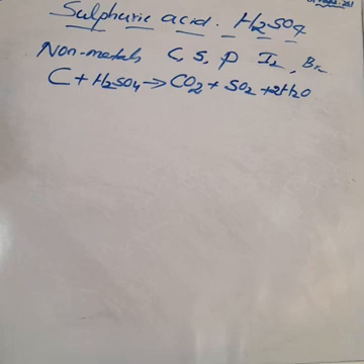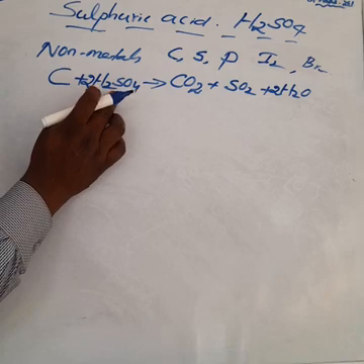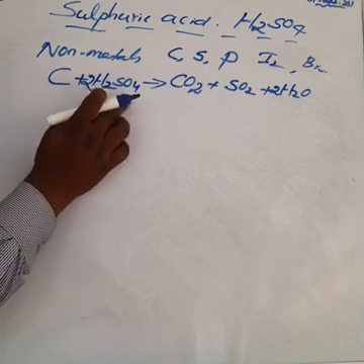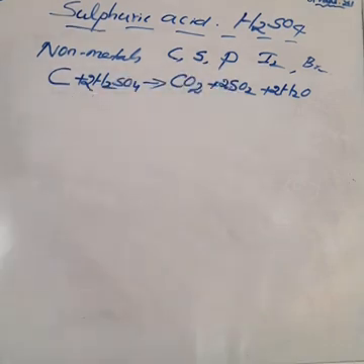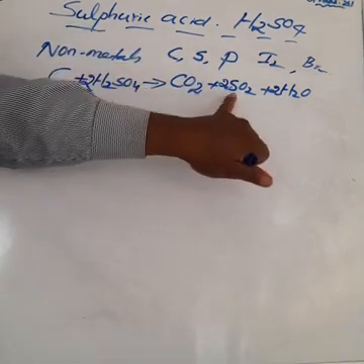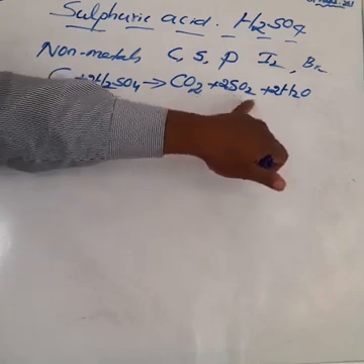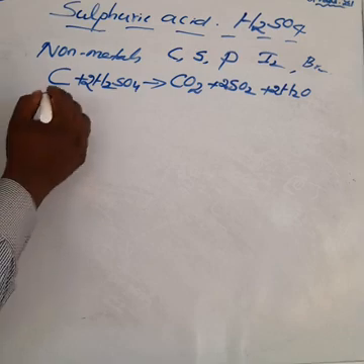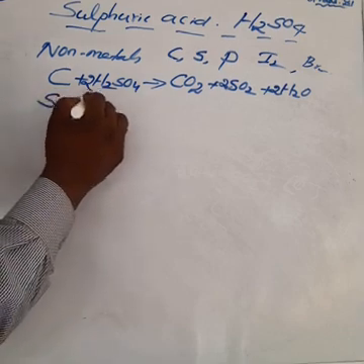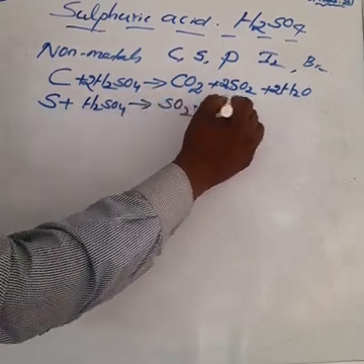Come to the reactant side. If you make it 2 sulfuric acid, oxygen goes to 8, am I right? So sulfur also goes to 2. So come to the product side, make it 2. Now count the oxygen: 2 plus 2 plus 4, that is 8 oxygen. So come to the reactant side. The equation is balanced, okay?